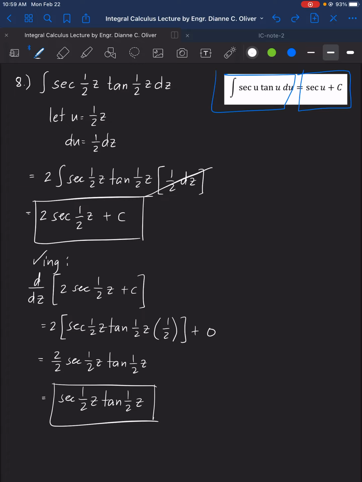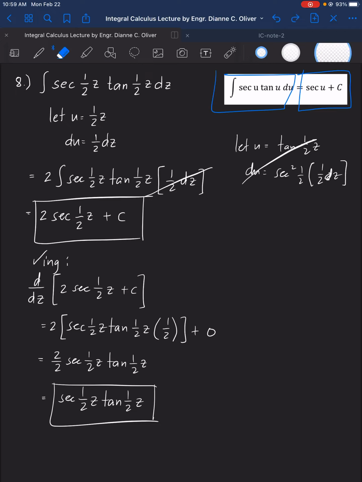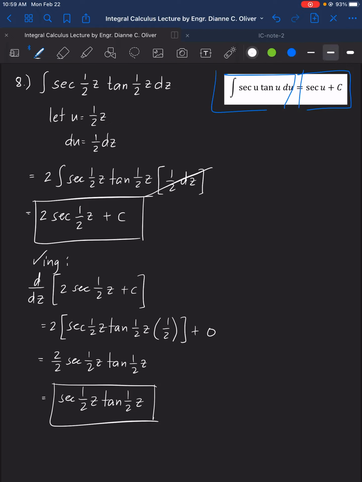Now how about if we let u here be equal to tangent 1/2 z. The du here is secant squared 1/2 z, then 1/2 dz. So no, still no, we're not going to use the power formula. So that is number 8.